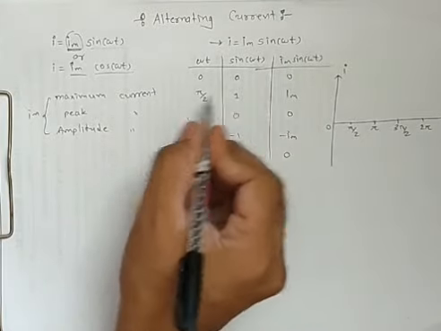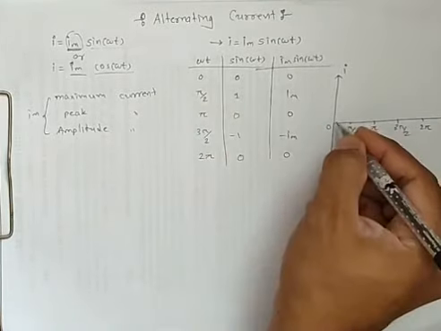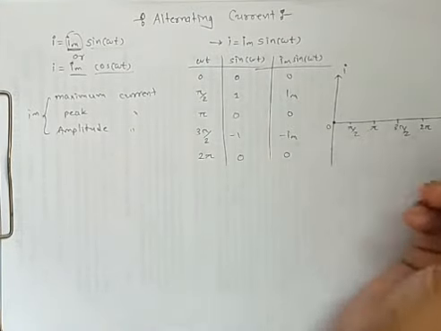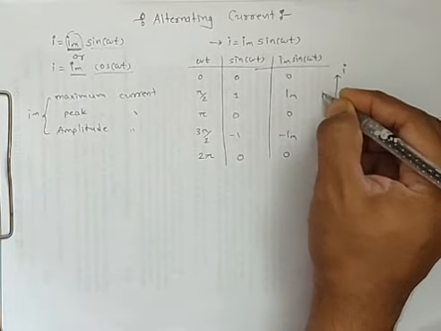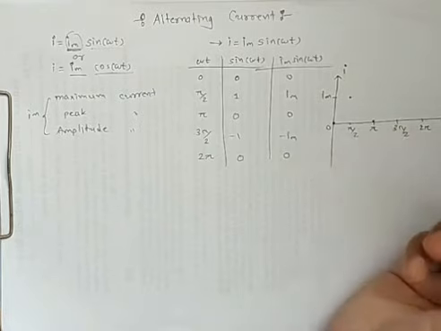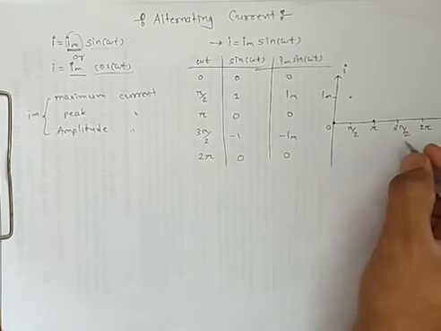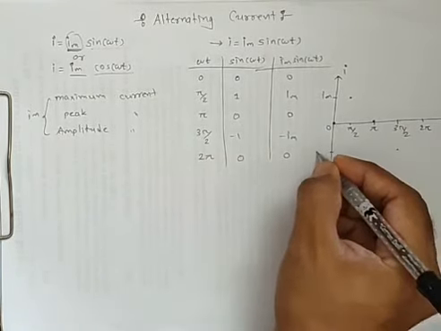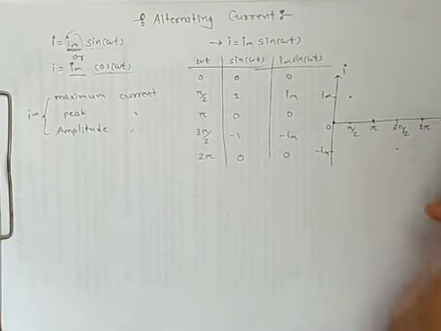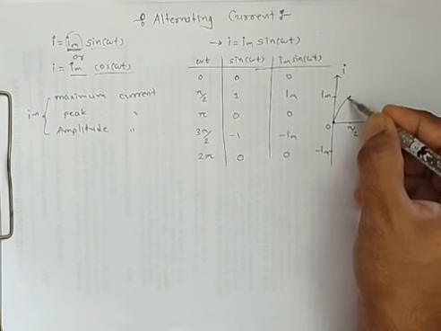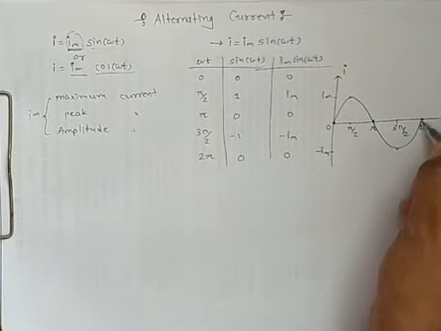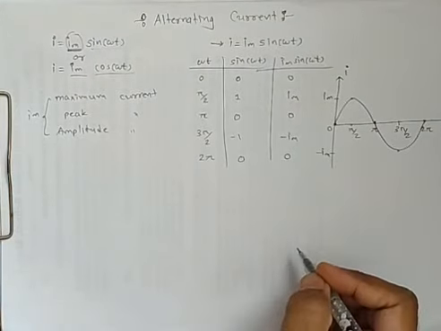At omega t is 0, the value of Im sine omega t is 0. At omega t is pi by 2, Im sine omega t is equal to Im. At pi, the value of I is 0. At 3 pi by 2, the value of I is -Im. At 2 pi, the value of I is 0. So the waveform of this current is like this. This is varying with respect to time, and it is in the form of sine.